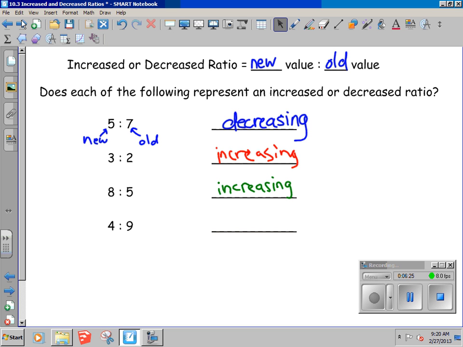So this is really just getting the vocabulary and the order of the ratio straight. If you don't have that straight, you can't solve the problems.